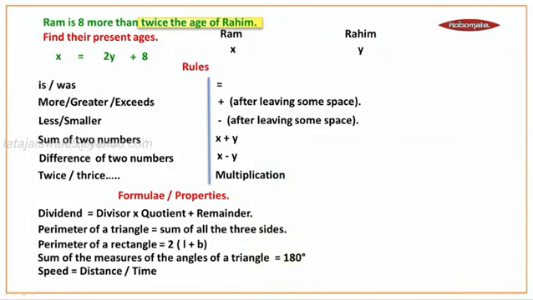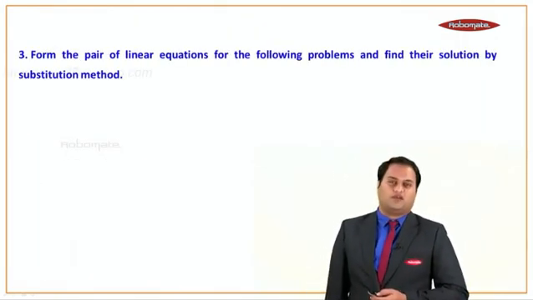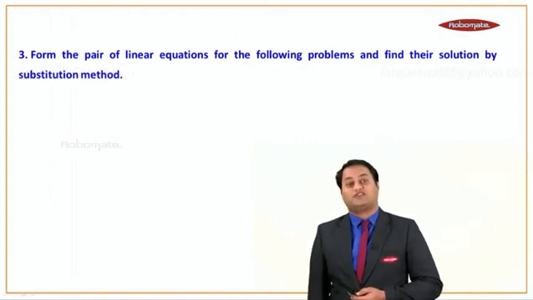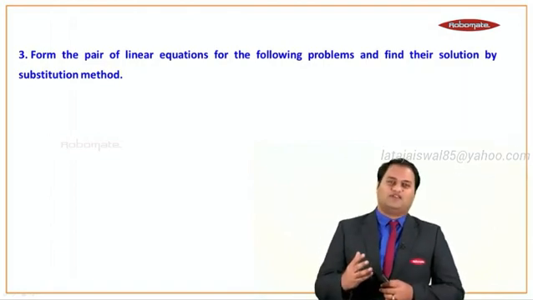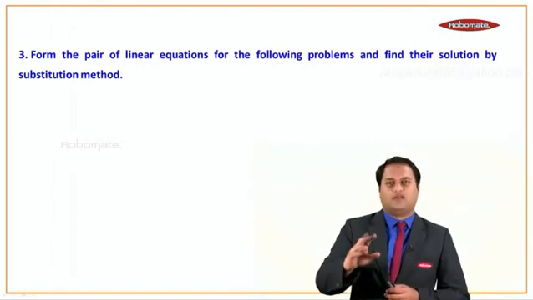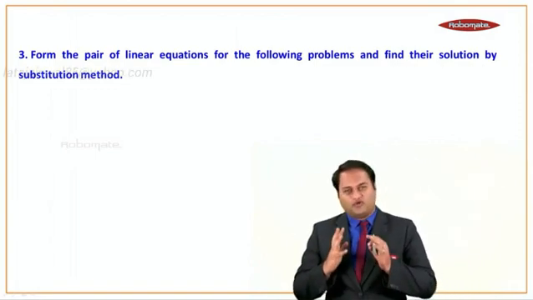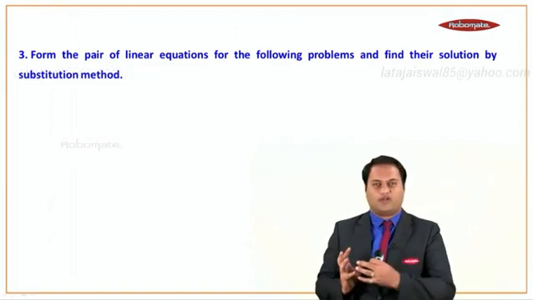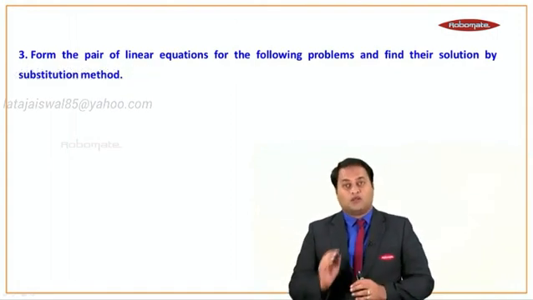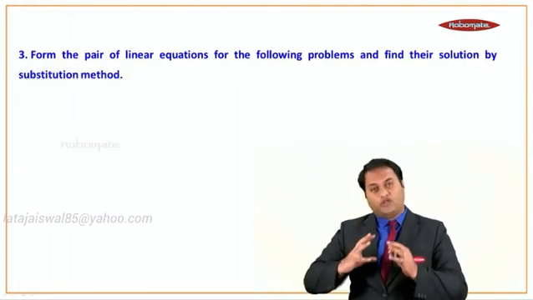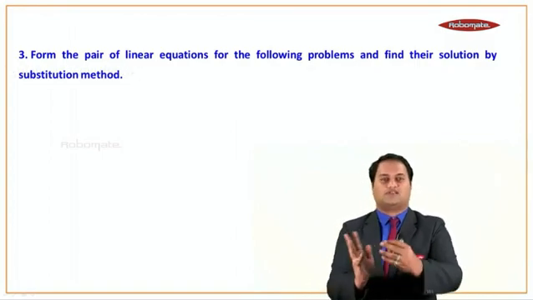It is so simple. Now let us start with the sum. The sum is: form the pair of linear equations for the following problems and find their solution by substitution method. Now in word problems, to solve the equations you can use any of the methods. In this sum it is mentioned that you are supposed to use substitution, so you have to use substitution. But solving part is something which you already know, and in word problems the solving part is very, very simple. So in the word problems module, we will only concentrate on how to form the equations. And the solving part is something which you can practice at home. We will give you the answers.